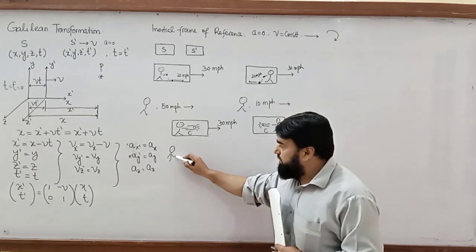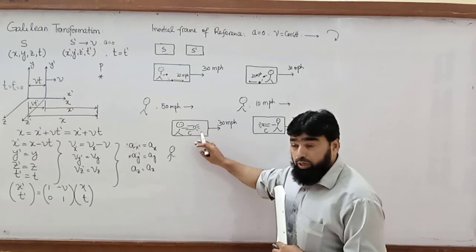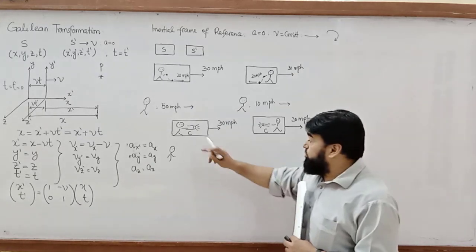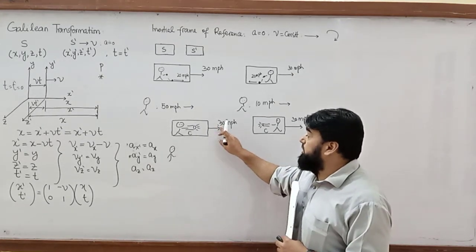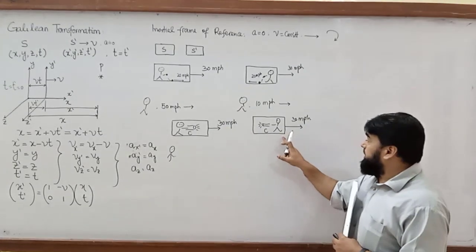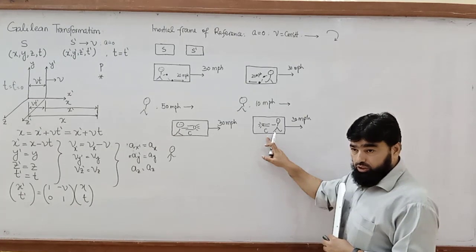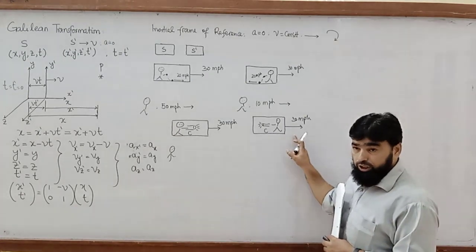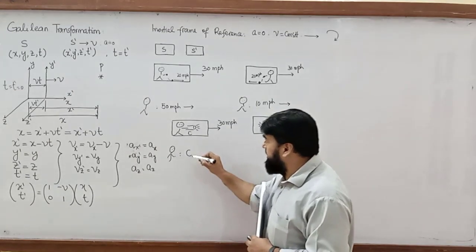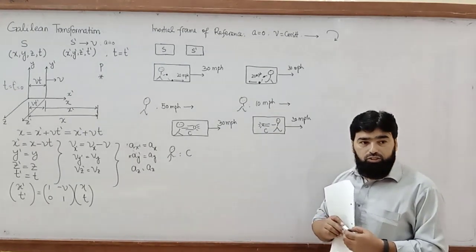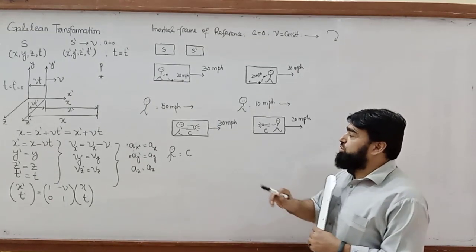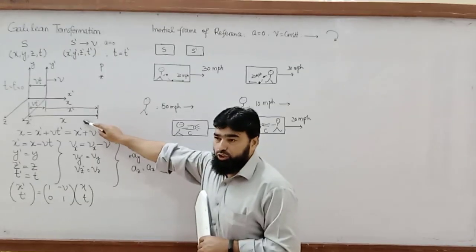What about this observer? This observer will measure, principally according to the Galilean transformation, that the speed should be c plus 30 mph. Or here it will be c minus 30 mph. But he also sees that the speed of the light is c. Now this is in contrast to the Galilean transformation.